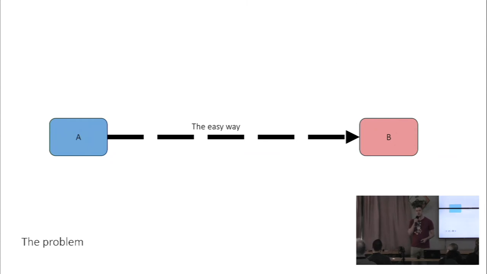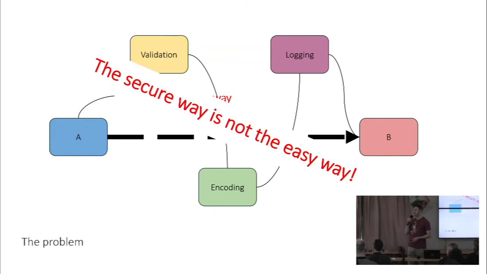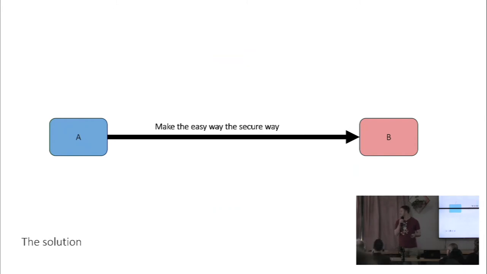Does anyone think this is always the secure way? Yeah, it could always be the secure way. All right, I like your style. Trust, don't verify. This is usually the secure way, right? And this is the problem, right? And you need all these other steps like encoding, validation, access controls, all that sort of thing. So we want to make sure that the secure way is the easy way. So now I present you the solution. This. By the way, now this is my entire talk, and now you can all leave. It's cool.